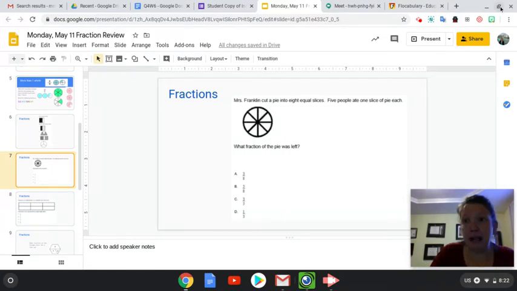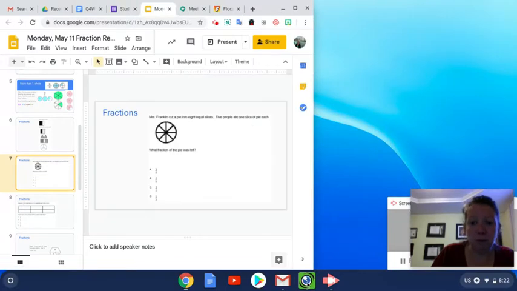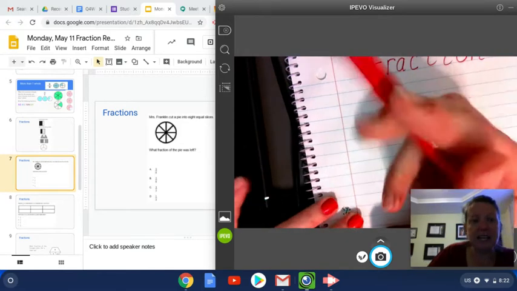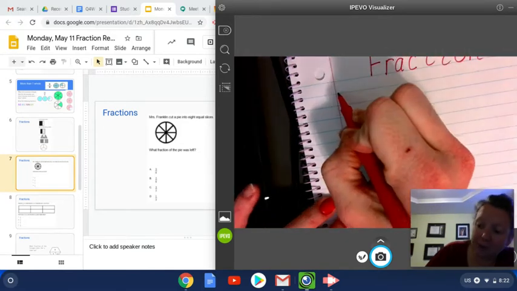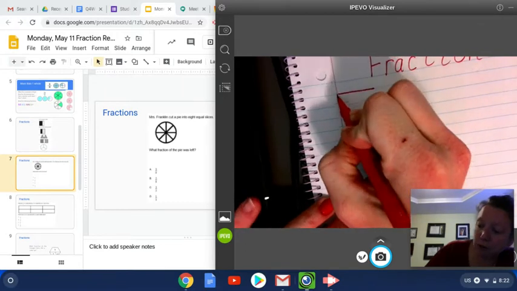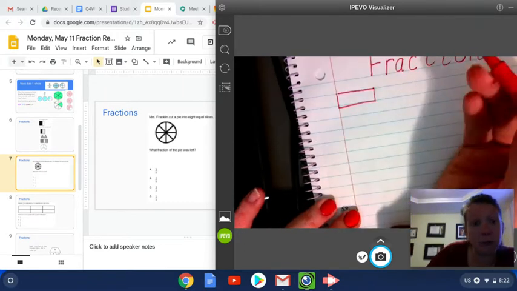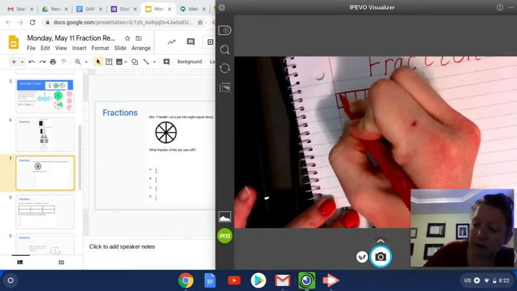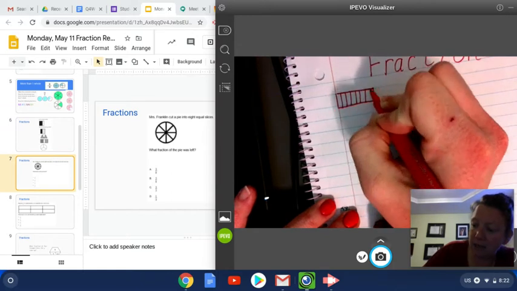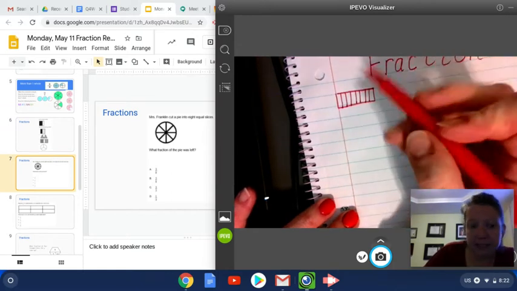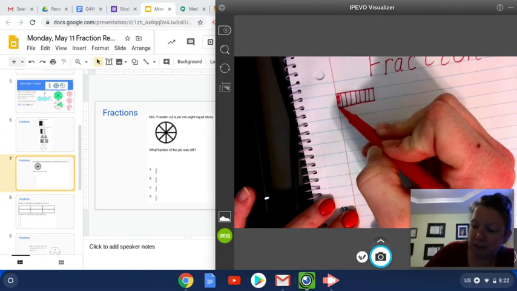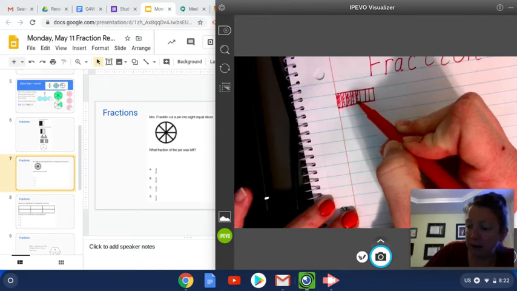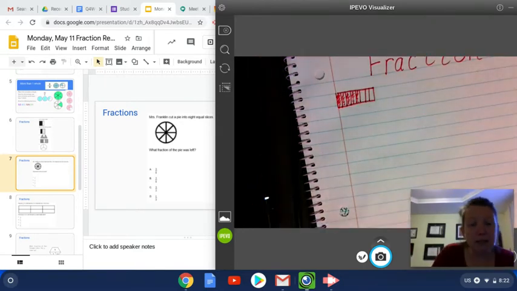All right, so I'm going to show you right here on our example, on our fractions, just so that we can see. Now, they drew a circle. Remember, we don't have to draw a circle because circles are a lot harder to make into equal parts. So I'm just going to draw a rectangle, and I'm going to make 8 equal parts. Then it says 5 people each had 1 piece. So there's 1, 2, 3, 4, 5 people each ate 1 piece.